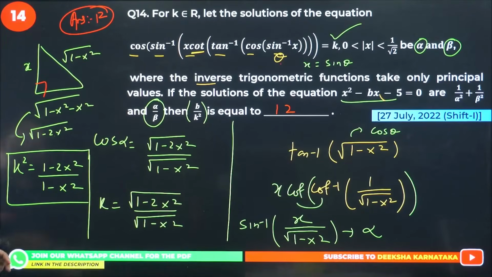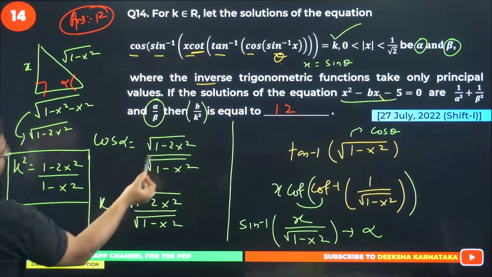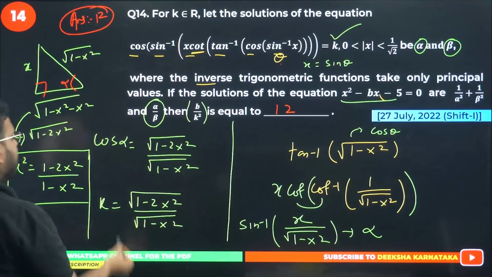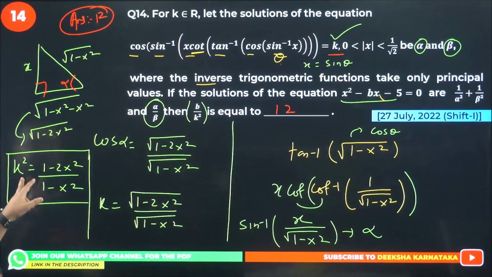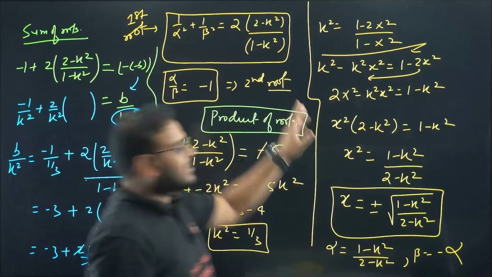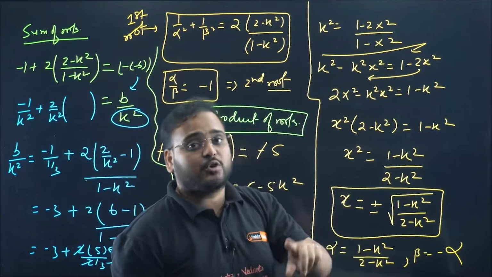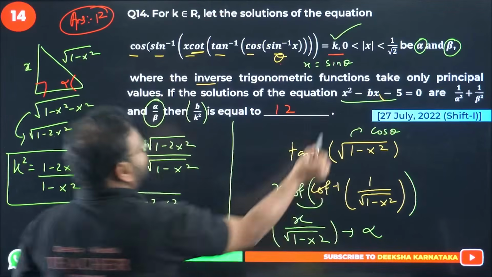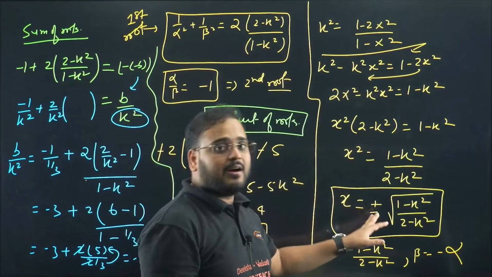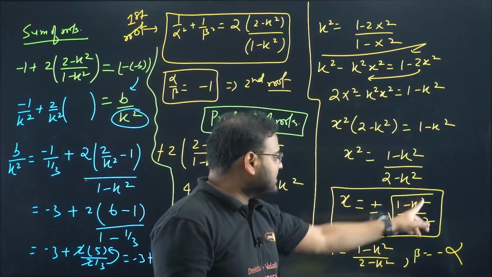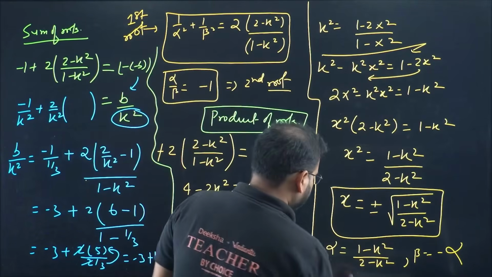From there, this is basically my alpha. I get cos alpha as 1 minus 2x square upon 1 minus x square. This is nothing but equal to k from here. Squaring on both sides gives me the k square value. Solving that, I get x square in terms of k square. Now they're saying that alpha and beta are the solutions of this given form. So from there I get two values of x, one is 1 minus k square by 2 minus k square, and the second one is going to be what? Okay, this is in root, sorry.